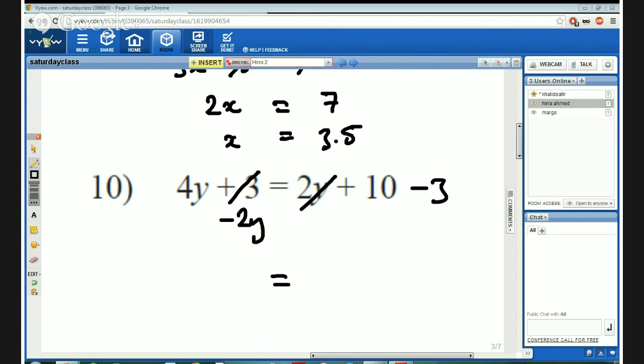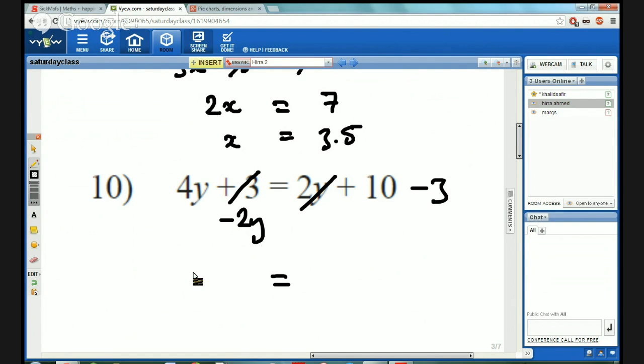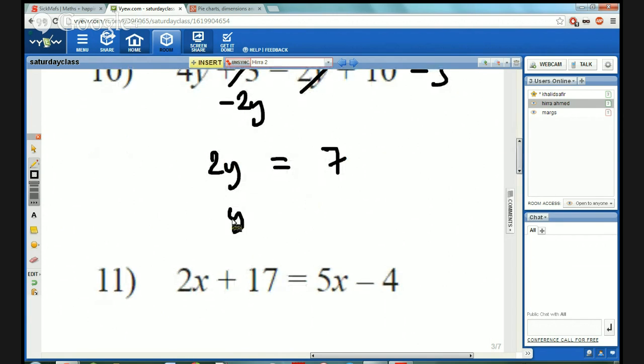So, Hero, what happens next? I'm not sure. Clean up both sides. So what's happening on the right side? It becomes 4y take away 2y. Well, that's the left side, but okay. So it becomes 2y. 2y, excellent. And right side? It becomes 7. Yep, and then you just find what y is. And you know what that is because we did that earlier on.